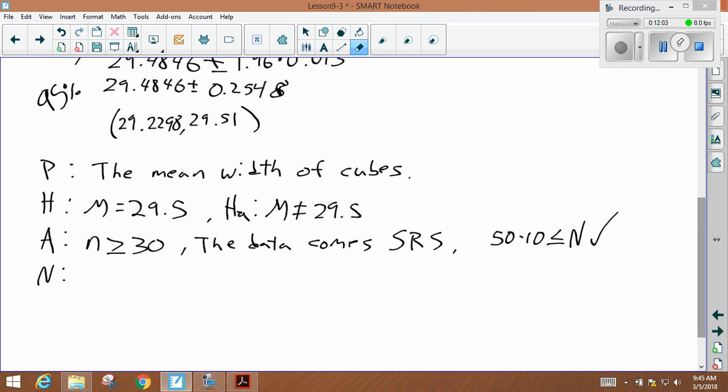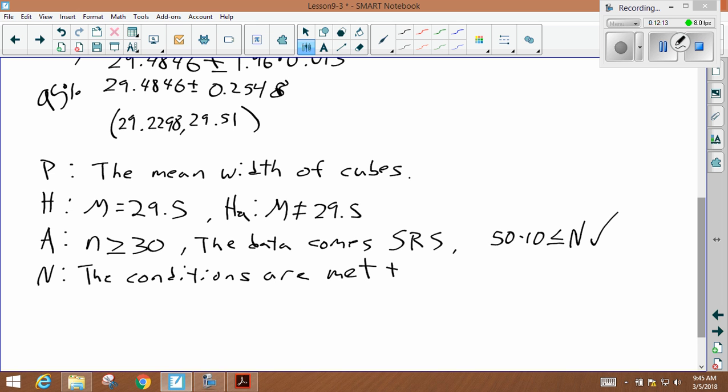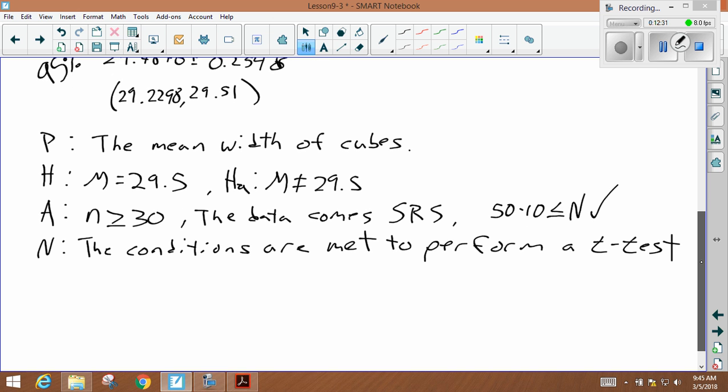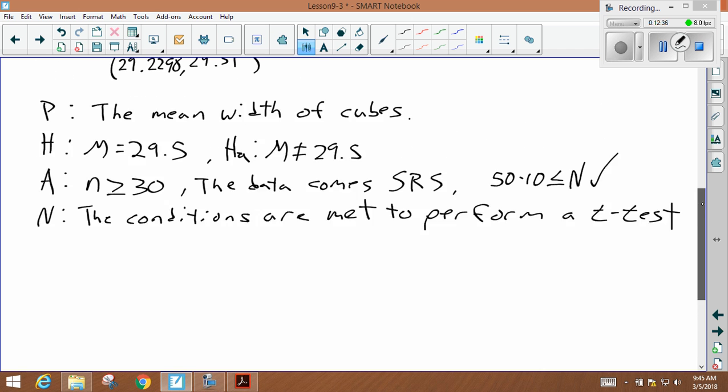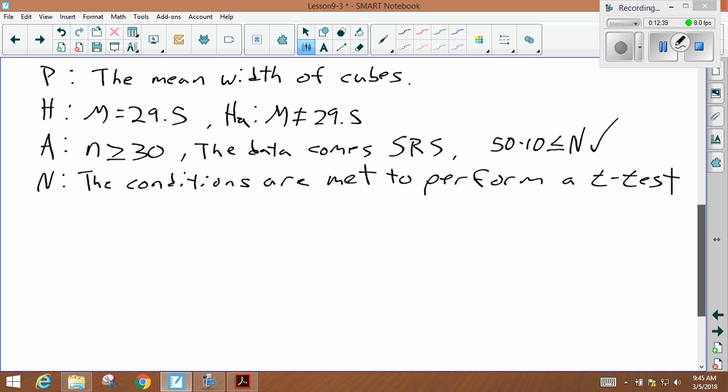And it might be nice to say the conditions are met to perform a t-test. One sample t-test, you could also say, but it's assumed that if you don't say it's a two sample t-test, you're only using one sample. All right. This one's going to go a lot faster because we don't have to look at all the data, enter it into the calculator and all that.